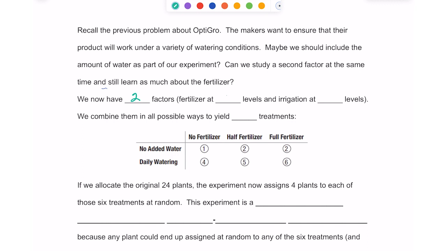We've got fertilizer at 3 levels. So fertilizer is our one factor, and then we'll call the water irrigation. And that could be at 2 levels. Either they're getting water or they're not getting water, right? We combine them in all possible ways to yield 6 treatments, 3 times 2. And here you can see the treatments listed out. So there would be 6 groups, right?